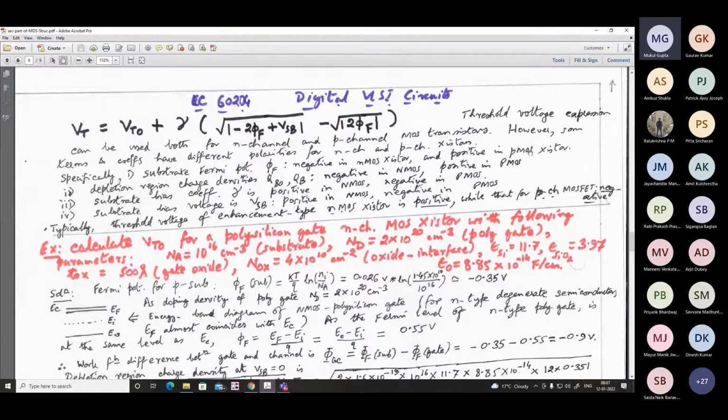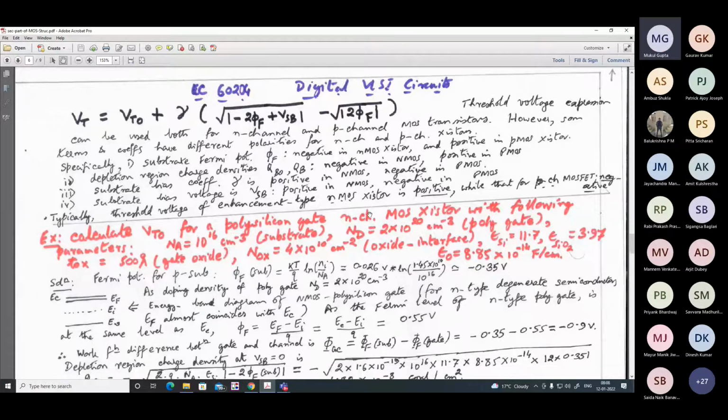Here you have the depletion region charge density. For an NMOS transistor, the immobile acceptor ions are negative, and for a PMOS transistor, the immobile donor ions are positive. The substrate bias coefficient gamma is positive in NMOS, negative in PMOS. Then the substrate bias voltage VSB is positive in NMOS, negative in PMOS. Typically, the threshold voltage of an enhancement type NMOS transistor is positive, while that for a P-channel transistor is negative.